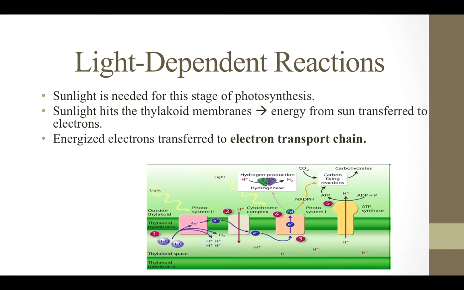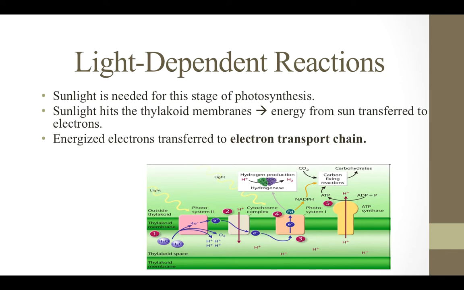Light-dependent reaction. Sunlight is needed for this stage of photosynthesis. Sunlight hits the thylakoid membranes, and energy from the sun is transferred to electrons. The energized electrons are transferred to the electron transport chain, which should be familiar to us all, as we discussed the electron transport chain pretty in depth when we discussed cellular respiration.